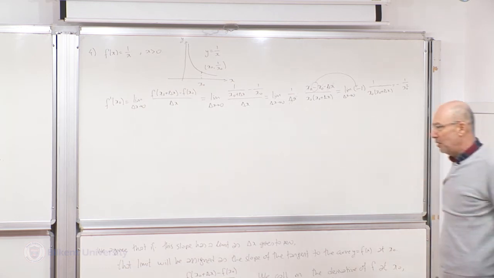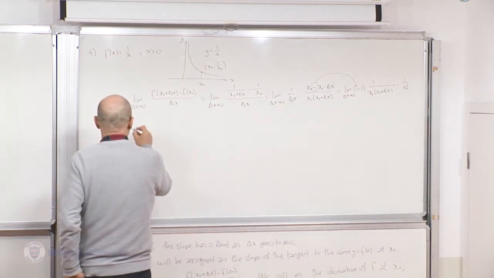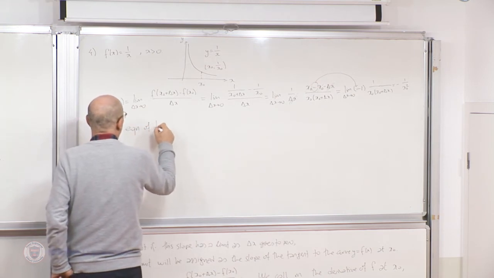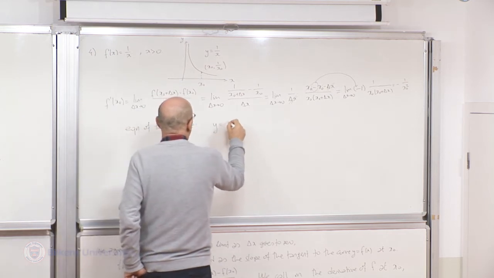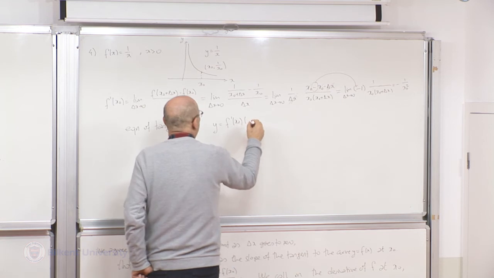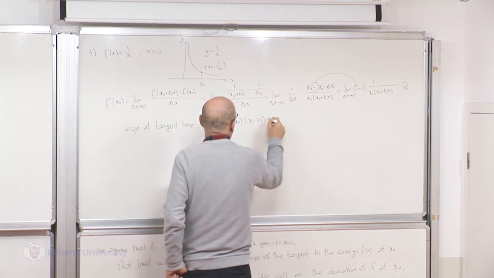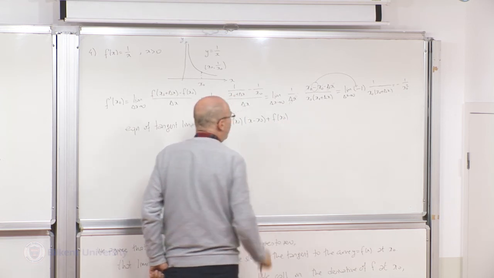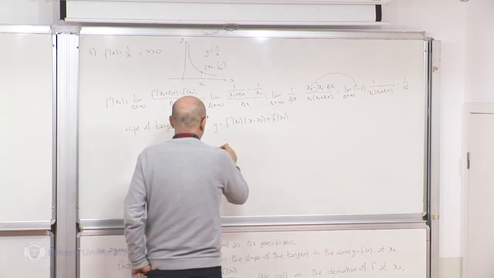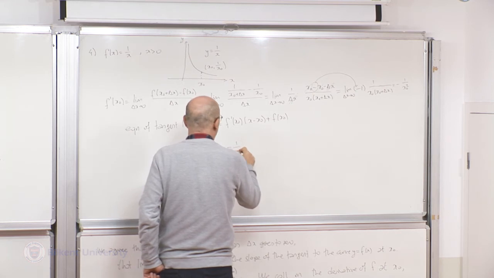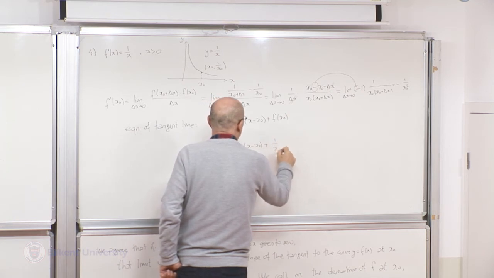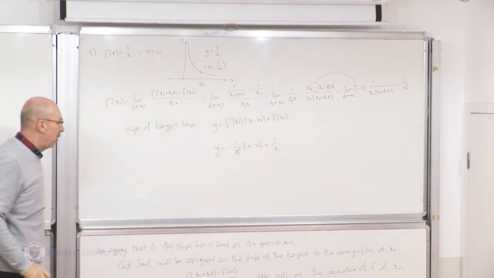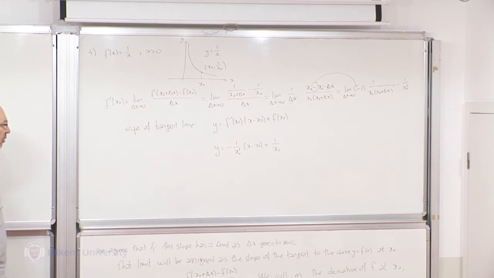Now the equation is easy. You just write the equation. Equation of the tangent line: y equals f prime of x sub 0, times x minus x sub 0, plus f of x sub 0. Okay, so this is y equals minus 1 over x sub 0 square, times x minus x sub 0, plus 1 over x sub 0. Okay, so it doesn't make much sense to simplify these. Okay, so this is the equation.